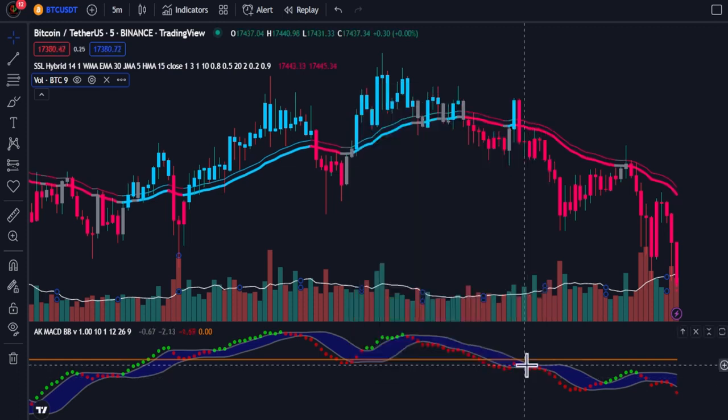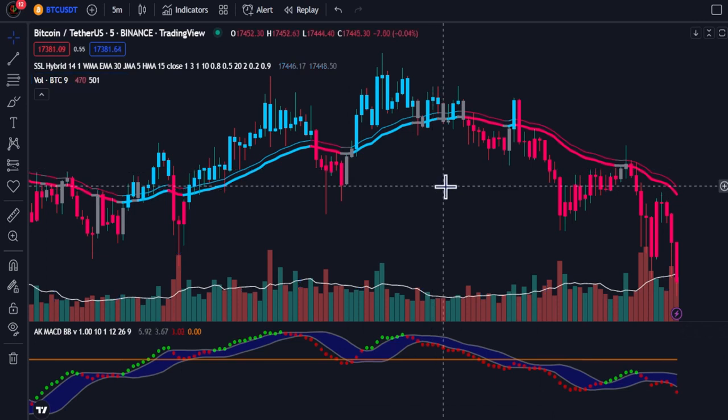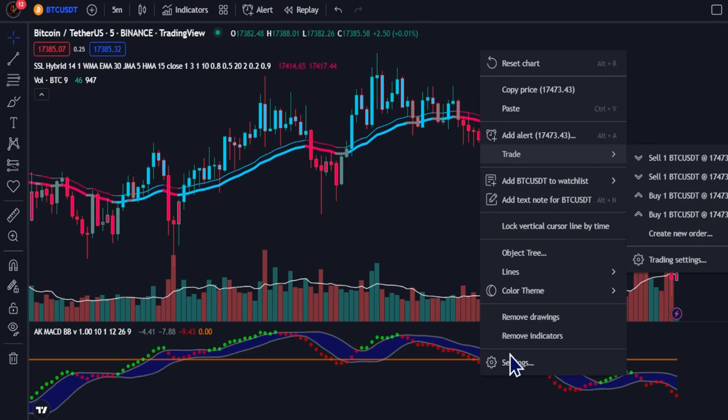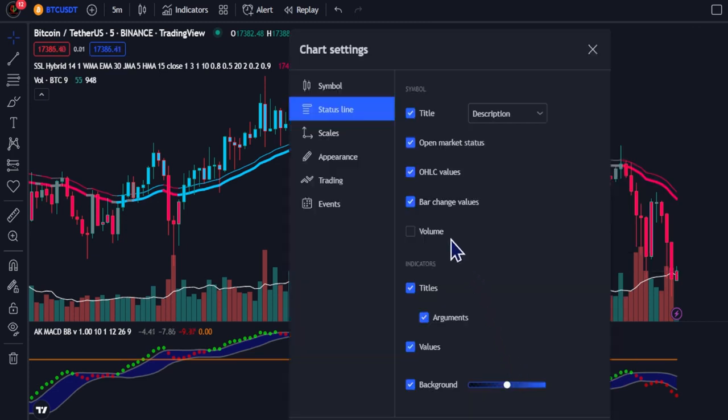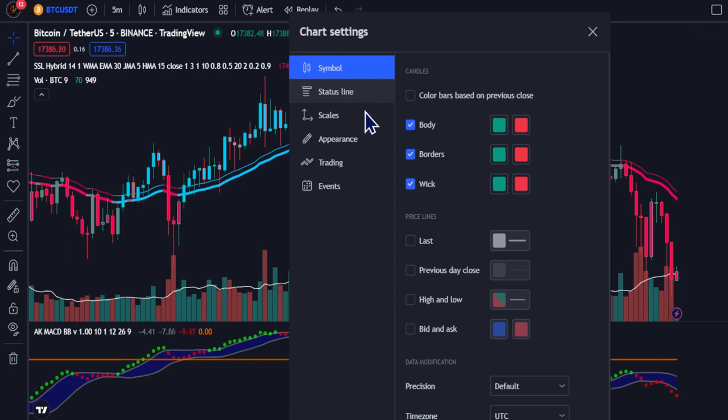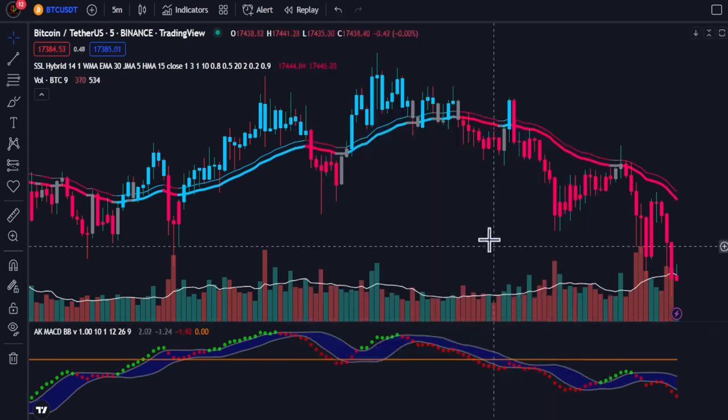Now the indicators are ready to be used, but we can still see borders on the candlesticks. To remove it, just right-click to the chart and click the Settings button. From that, head over to the Symbols section. Uncheck the Borders item to totally remove the border's color. Now we are ready for the strategy.